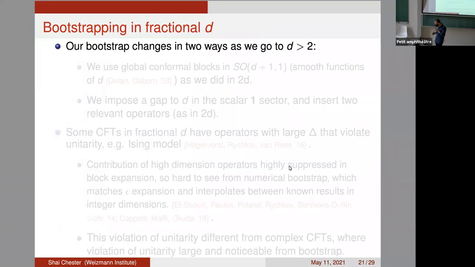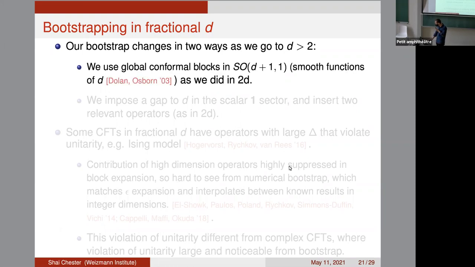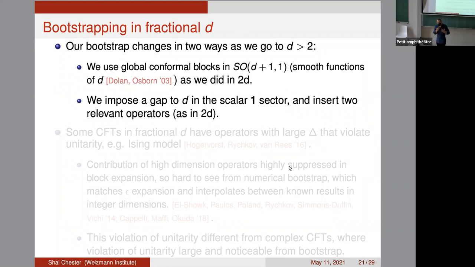Okay, but now what we're really interested in is above two dimensions. So now let's extend our bootstrap study to fractional D, and let me make some comments about that. Firstly, how do we go to fractional D? Our bootstrap changes in two ways as we go to D bigger than two. First of all, remember, we're just using the global conformal symmetry and global conformal blocks. We were never using Virasoro symmetry or Virasoro blocks. That's why, from that perspective, it's easy to go above 2D, because these global conformal blocks are known as smooth functions of D, as shown by Dolan and Osborn in 2003. So that's very straightforward. And the only other input we put into this bootstrap study was the global symmetry, which of course is the same.